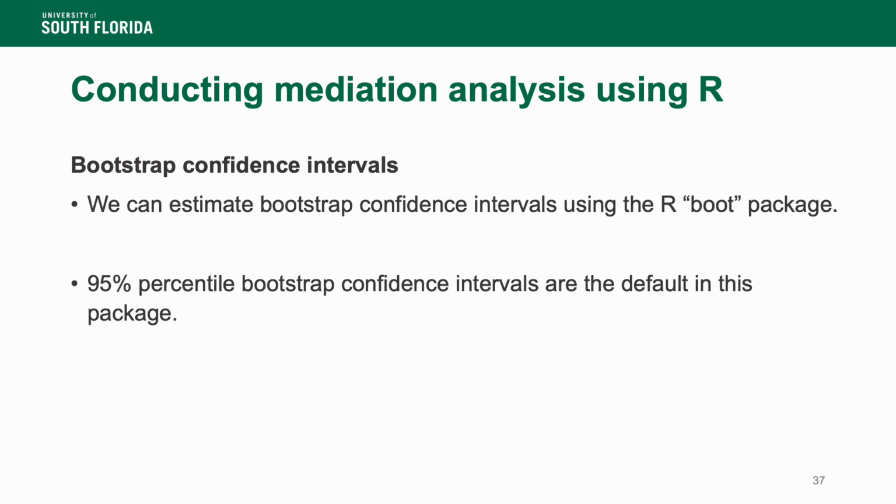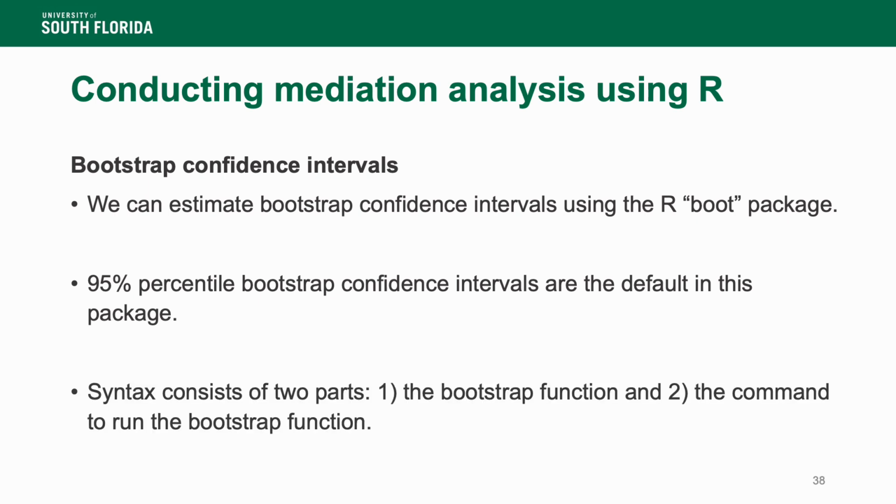Once we've estimated the indirect effect, we might wonder, is this indirect effect estimate statistically significantly different from zero? To determine this, we can estimate bootstrap confidence intervals. In R, we can estimate the bootstrap confidence intervals using the boot package. And 95% percentile bootstrap confidence intervals are the default in this package.